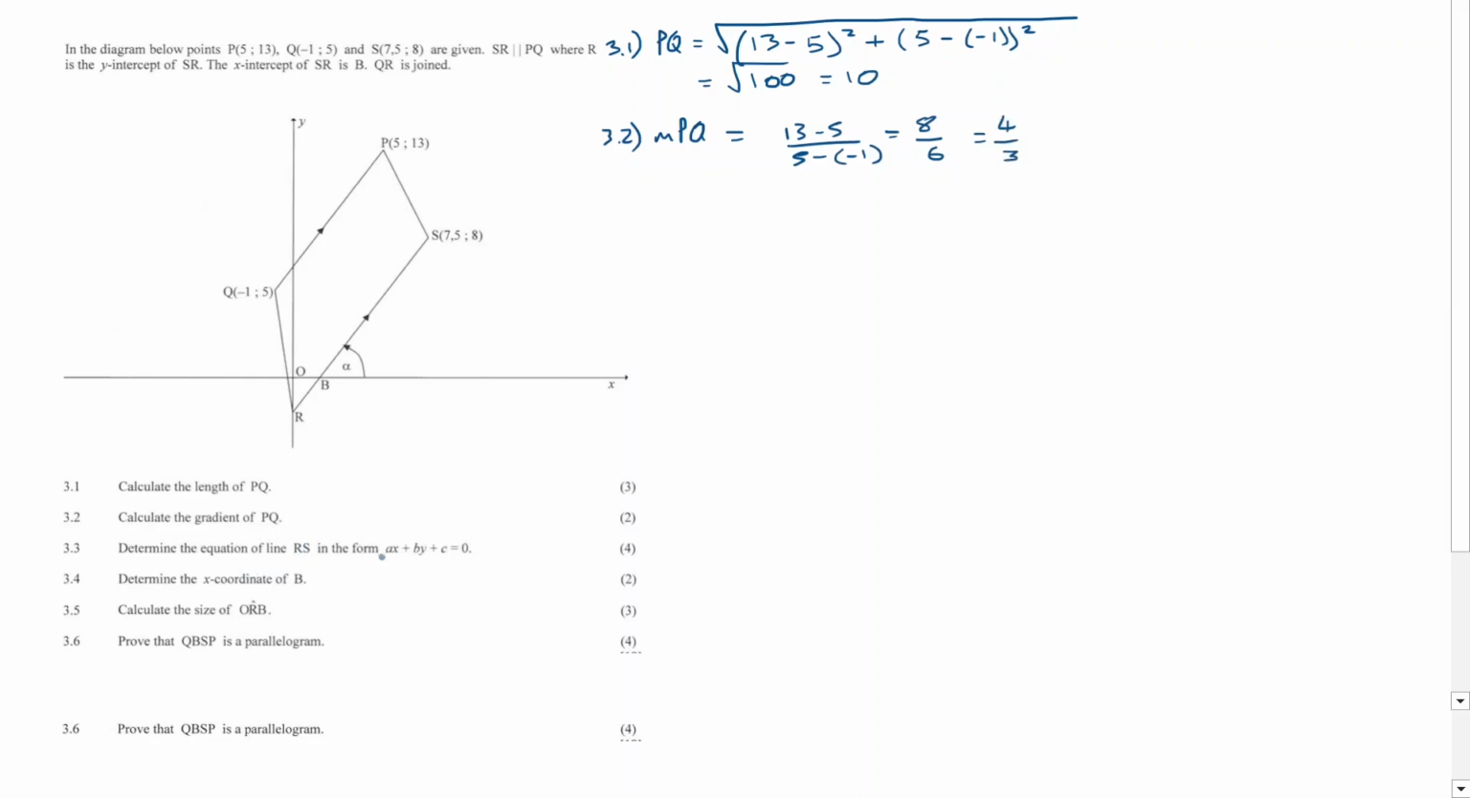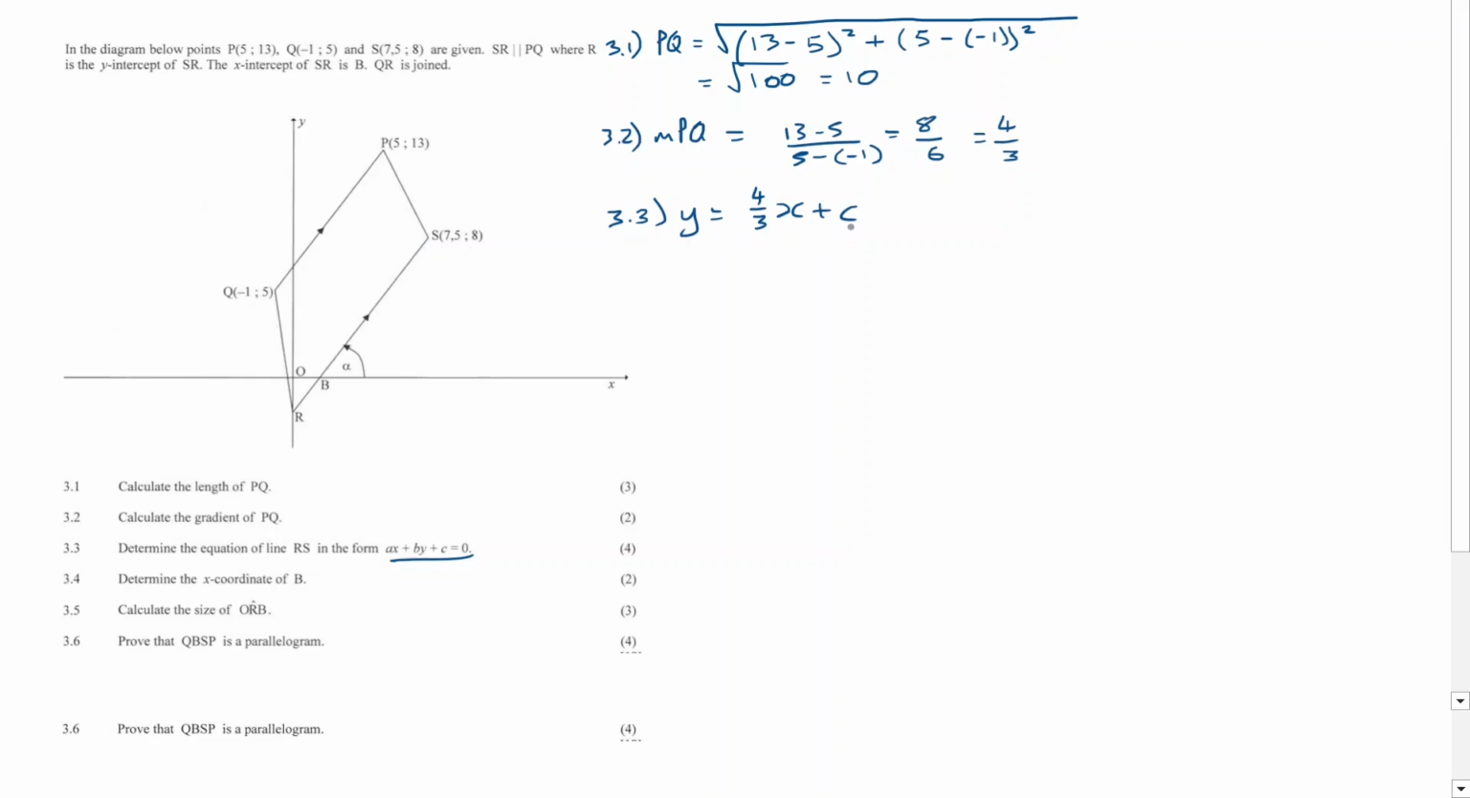Calculate the equation of RS in the form of this. Don't be freaked out by the way that they've written the form. We'll just get the equation like we normally do, and then we can always rearrange it back into this. And so what do we know about RS? The main thing that's standing out is that they're parallel, so it's got the same gradient. And so if they've got the same gradient, then the gradient of RS will also be 4 over 3x plus c.